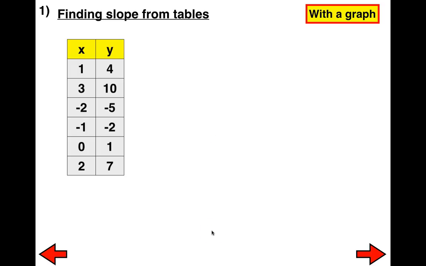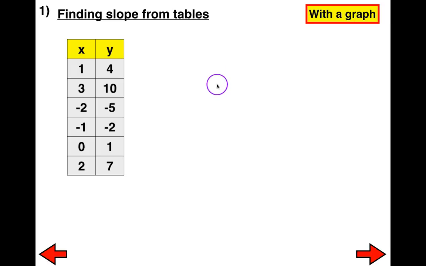Okay, so here we're going to go ahead and move on to our very first example. We're going to be asked to find the slope from tables. So right now, this is not what we're going to be doing. We're going to go ahead and go into what it would look like on a graph. This is not what you're supposed to be doing, but I kind of want to draw in some of your background knowledge to see how things are done.